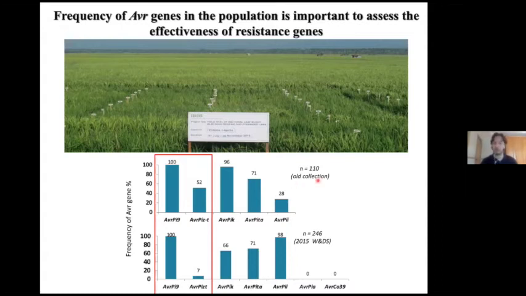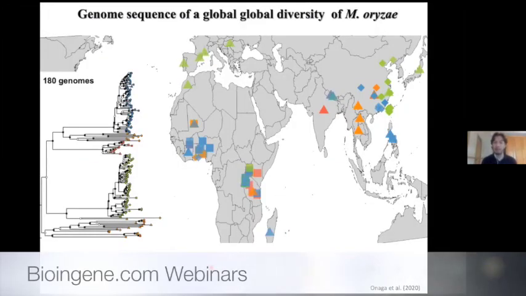This is an example from the Philippines. In the old collection, we detected this particular effector, AVR-Pi-ZT, at half of the frequency. However, in the new collection several years later, this effector almost disappeared for the same region in the Philippines. So we know that there's a dynamic. So we need to make sure that we monitor that dynamic in time, and of course, more effectively. But of course, the Philippines is one part of the puzzle, and what we are looking at is the big picture.